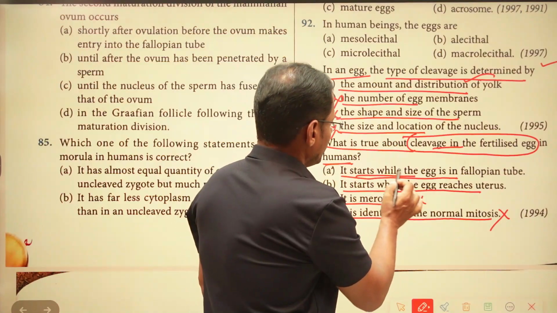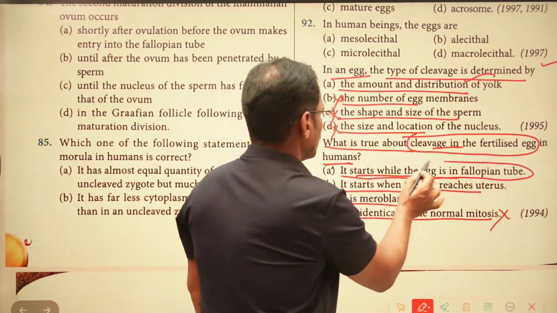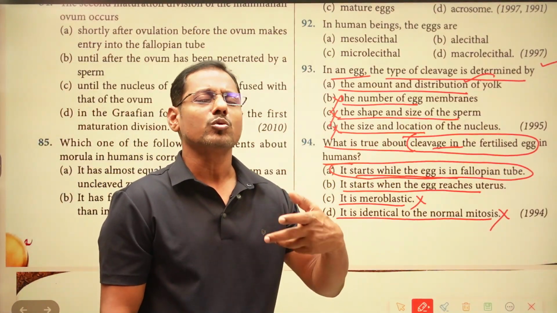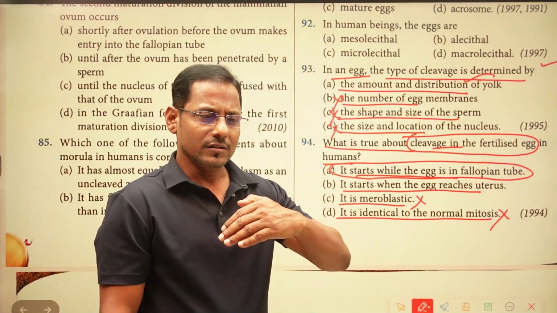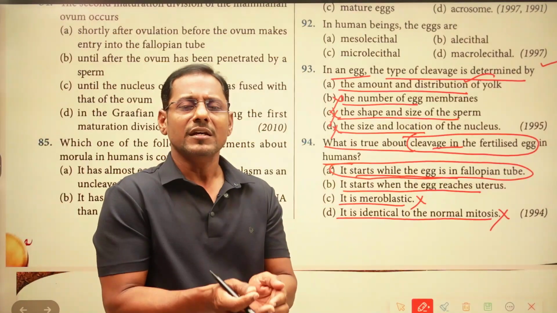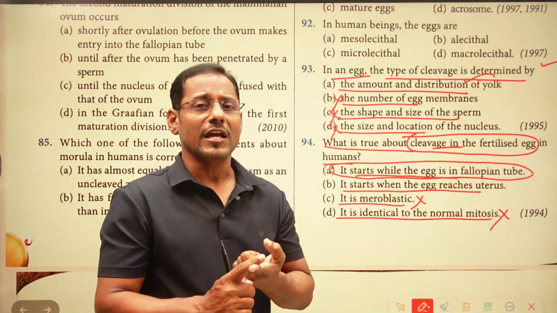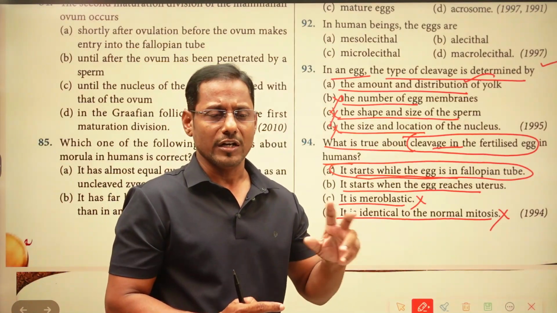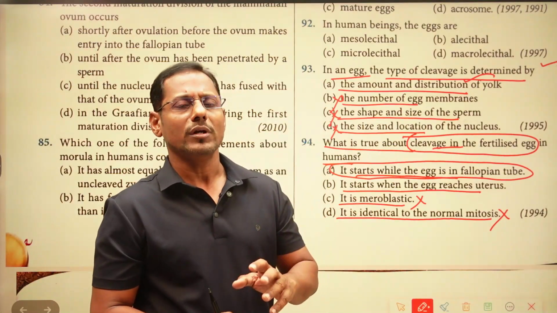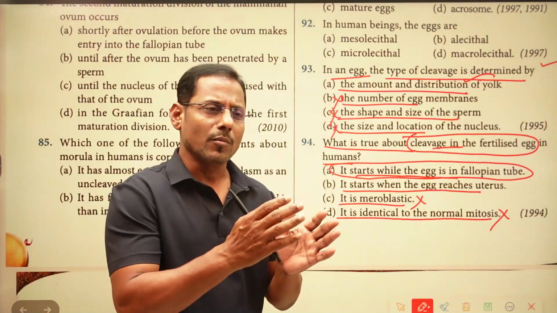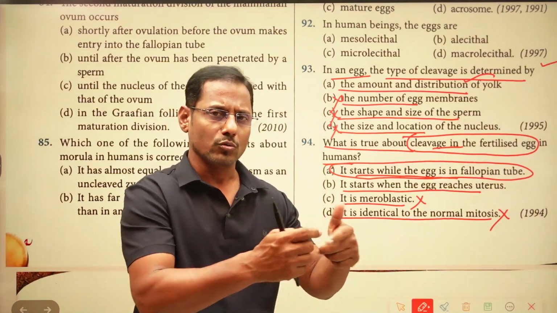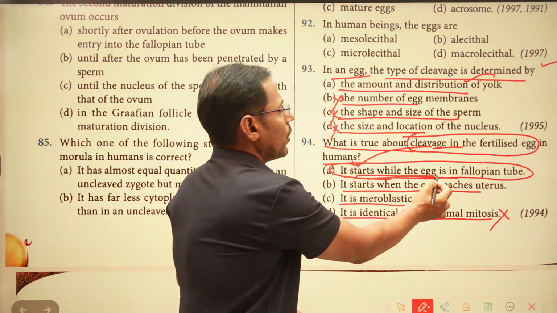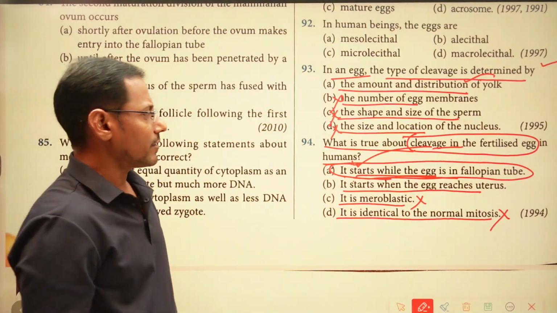Now, it starts while the egg is in the fallopian tube only. The cleavage process takes place when the fertilized egg is rolling down through the fallopian tube. Generally, the number of cells is going to be increased, right? That means the cleavage process starts when the zygote is formed at the ampullary isthmus junction. It moves very slowly towards the uterus. While it is moving towards the uterus, up to the morula and blastula are formed as it rolls down through the fallopian tube. So the cleavage process starts while the egg is in the fallopian tube, right? This is the right answer.